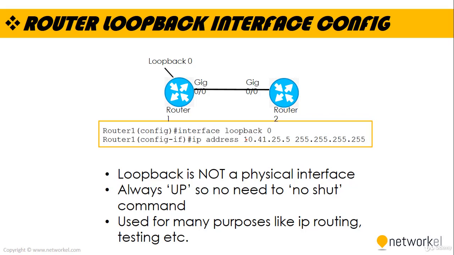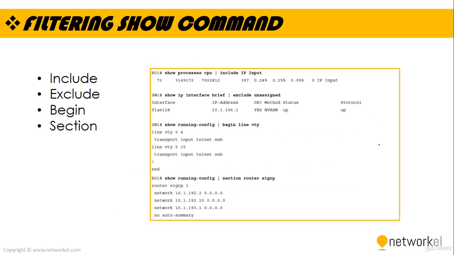A loopback interface is always up, guys, don't forget it, so you don't need to use the no shut command for a loopback interface. To define a loopback interface IP address, we are getting into the interface mode again by typing interface loopback and the loopback number we want to configure. Then the configuration is the same as the other interfaces.